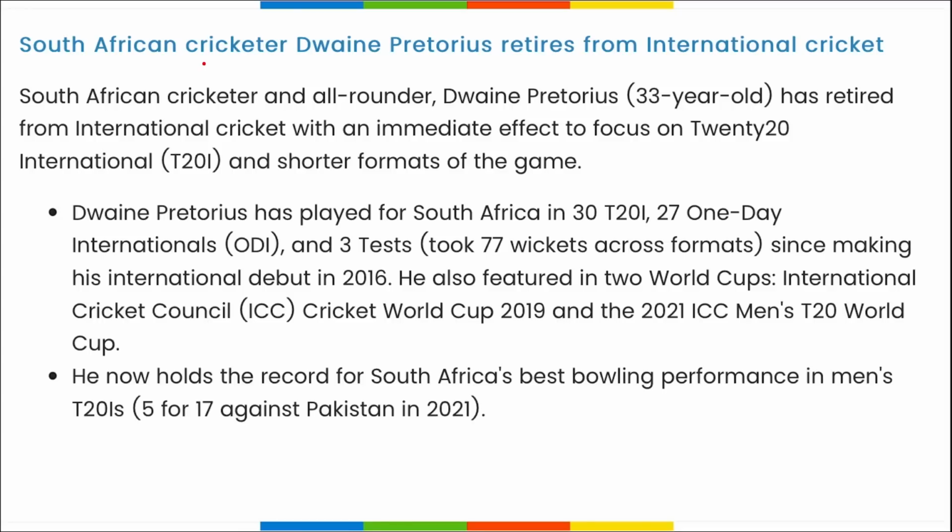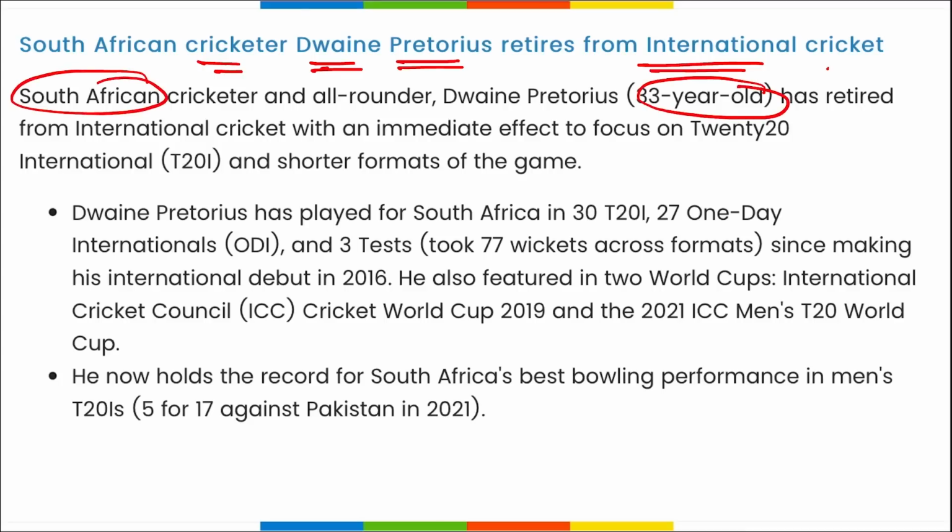Next, South African cricketer Dwaine Pretorius has retired from international cricket. I repeat, South African cricketer Dwaine Pretorius has recently retired from international cricket. He is 33 years of age. He is from South Africa and he plays international cricket.